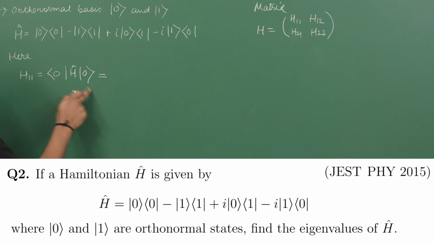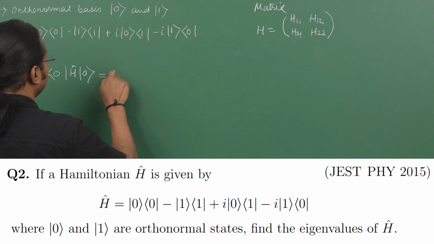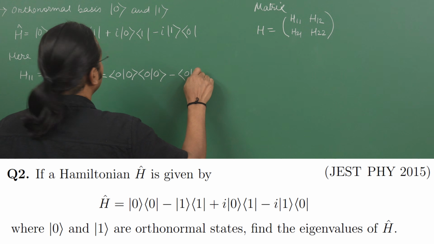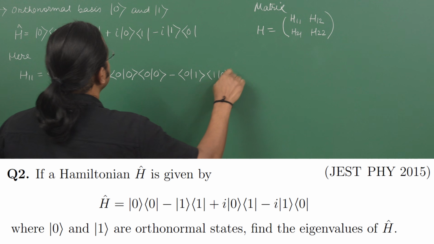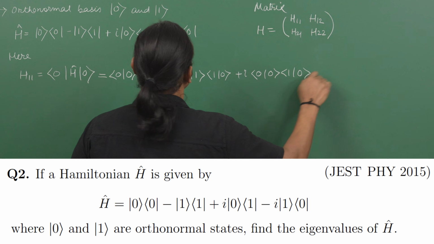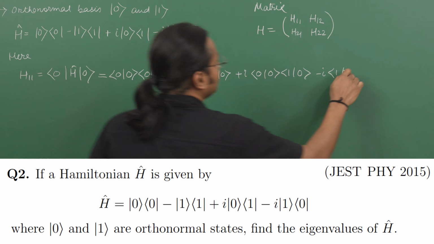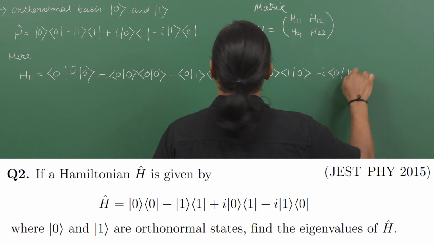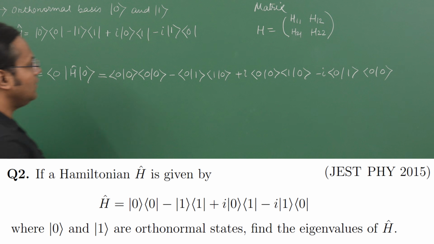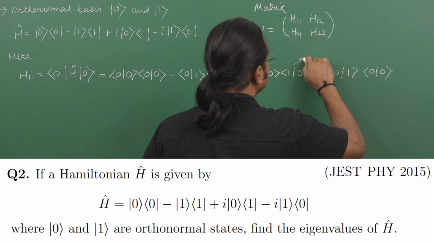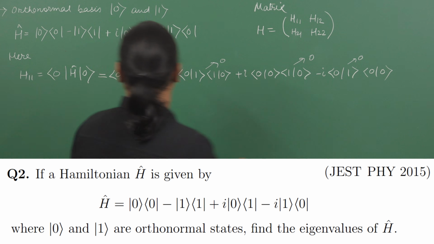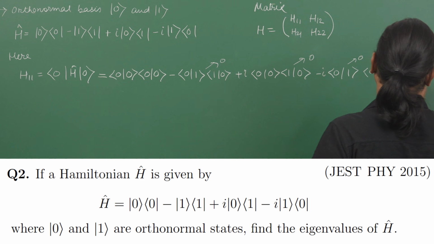So if I act this inner product onto this operator, I should end up getting ⟨0|0⟩⟨0|0⟩ minus ⟨0|1⟩⟨1|0⟩ plus iota ⟨0|0⟩⟨1|0⟩ minus iota ⟨0|1⟩⟨0|0⟩. Because of the orthonormality, many of the terms will go to 0. This will go to 0, this will go to 0, this will go to 0. The only thing that you will have left is this particular term, which is equal to nothing but 1.